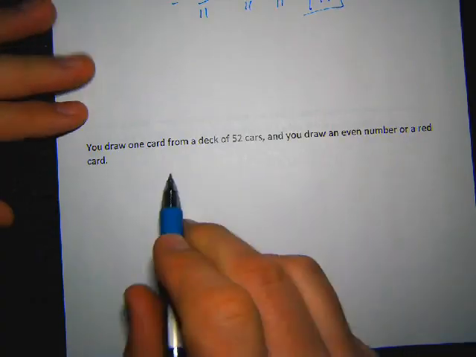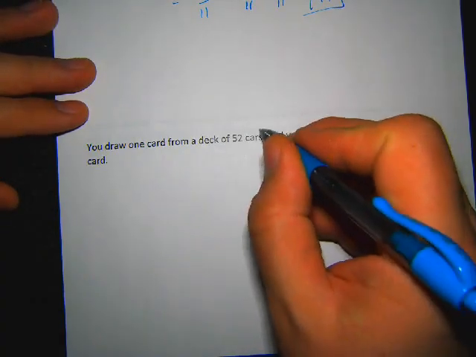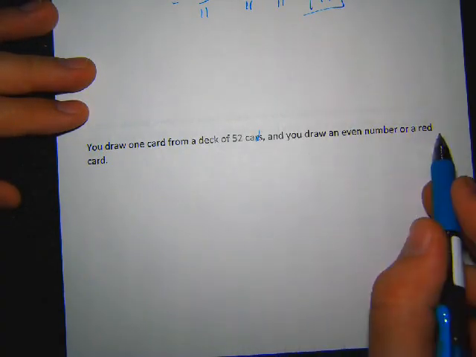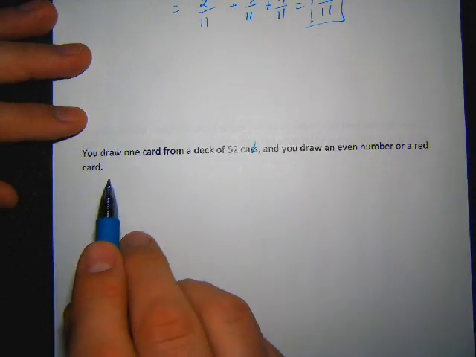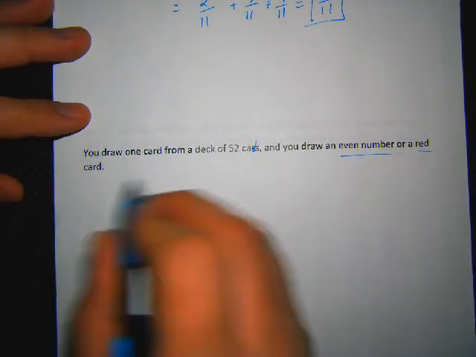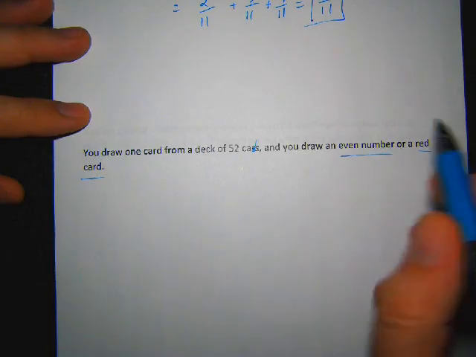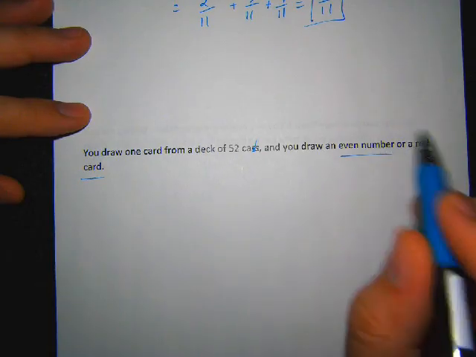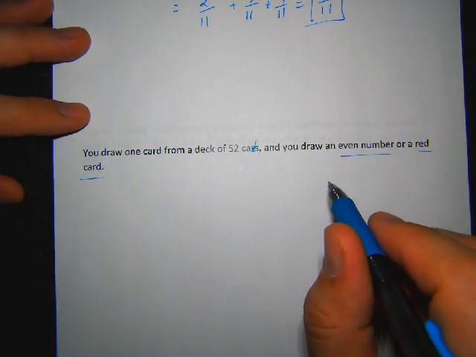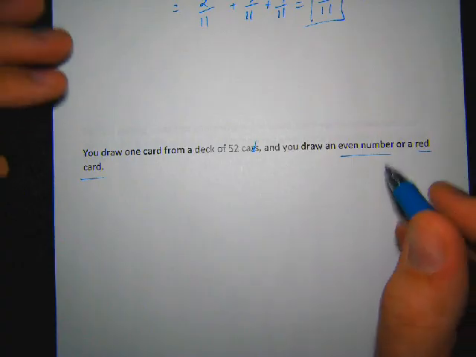Okay, you draw 1 card from a deck of 52 cards, whoops, typo, and you draw an even number or a red card. Whatever, even number or a red card. Even numbers, 2, 4, 6, 8, 10. I wouldn't worry about face cards, those are numbers. 2, 4, 6, 8, 10.